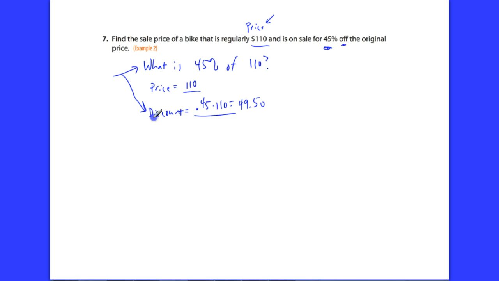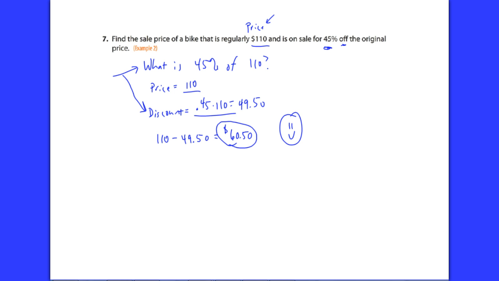All right, so now if that's the discount, all we have to do is subtract it. So 110, we want to subtract the discount, right? If you get a discount, that means they subtract that from the cost. $110 minus $49.50, that's $60.50. That is the new sale price after the discount is subtracted out. So that's number 7, pretty simple for you, hopefully. You're able to follow through that one.